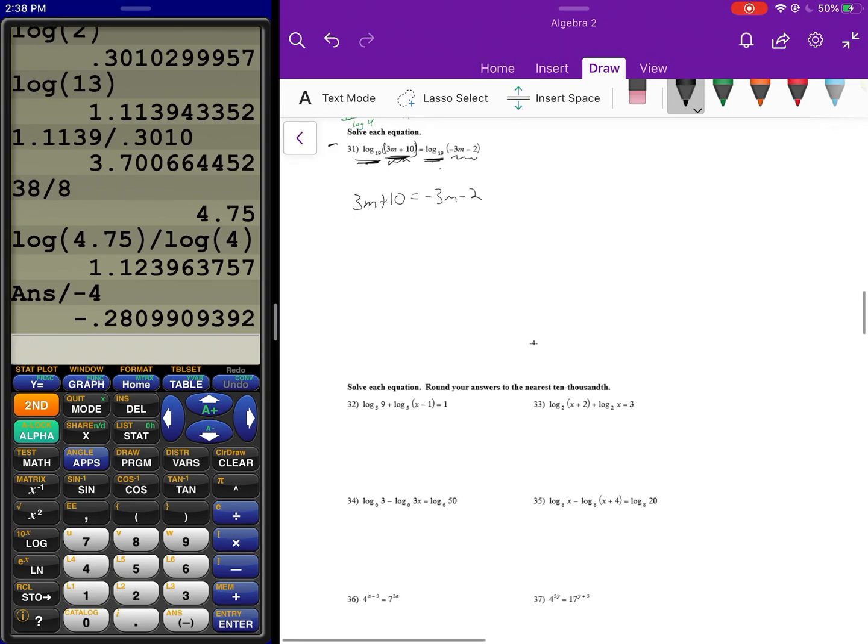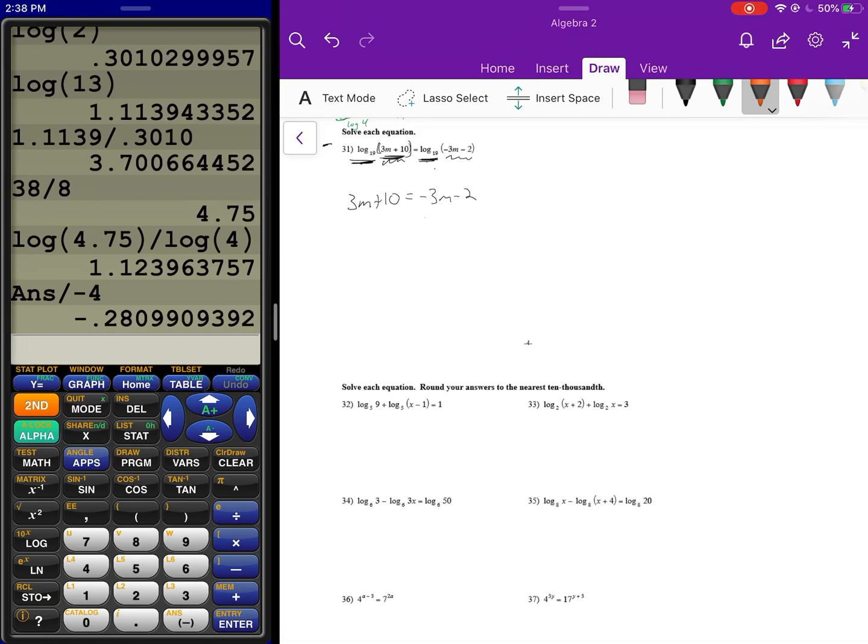And we solve this nice little, even a pre-algebra problem probably. So add 3m to both sides. That gives us 6m equals -2. We'll subtract 10 from both sides. 6m equals -12. So m must be equal to -2.